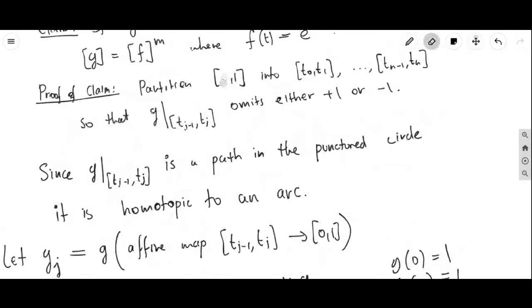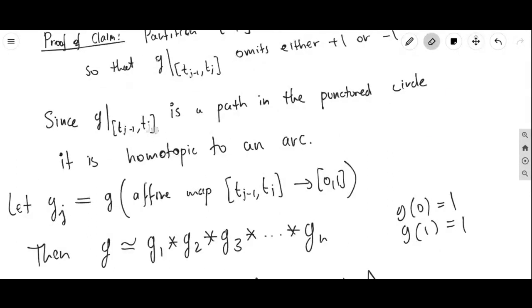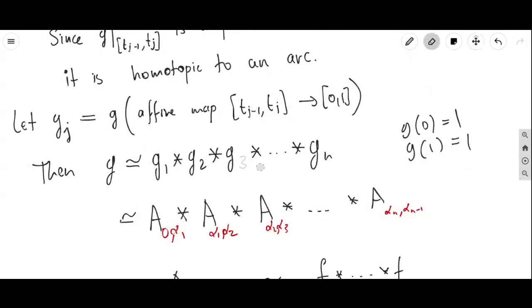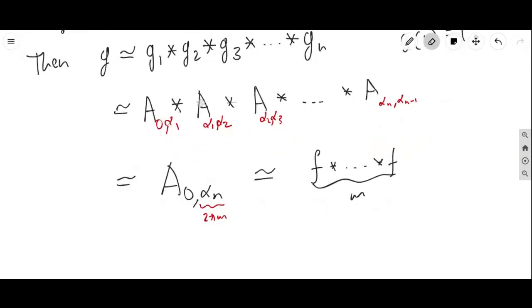The basic idea is you subdivide the unit interval into pieces small enough so that the original path restricted to these smaller subintervals omits either the point +1 or -1, and then you're in the punctured circle, and whatever this is, it's homotopic to an arc. So you can take the original path, break it up into subpaths juxtaposed together, and replace all of these by arcs. You know they're homotopic because each of these is in a contractible space. Then when you put all of the arcs together, that gives you the original loop where you go around a certain number of m times. So that is the way the argument goes.